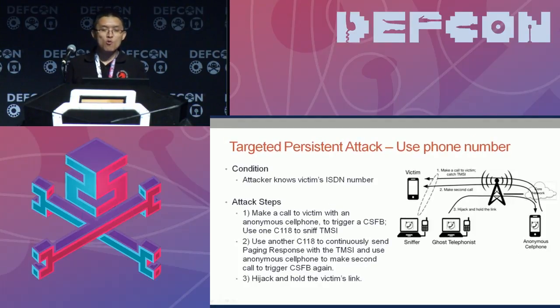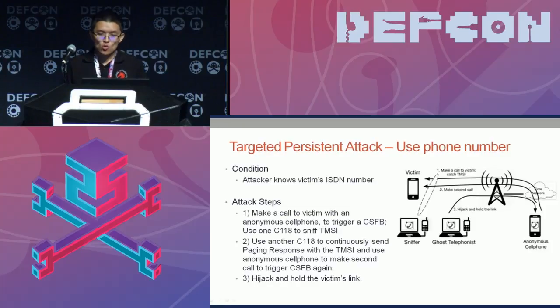Finally, when we have the victim's phone number, we can attack the victim in the following way. We need two C118 and one banana phone, as shown in this figure. Here are the steps.